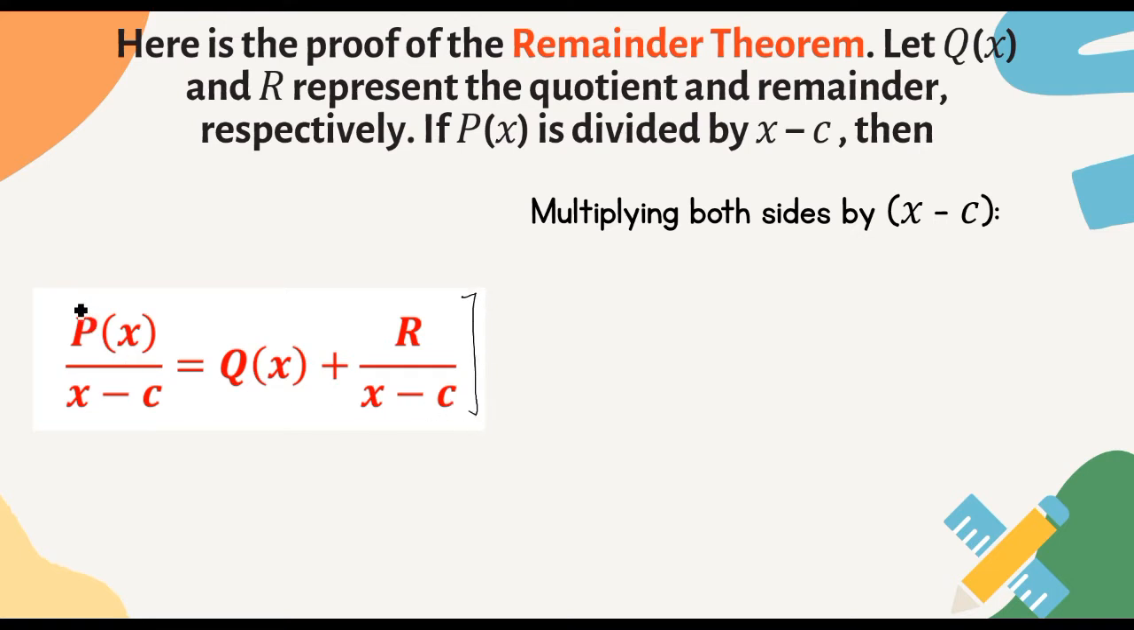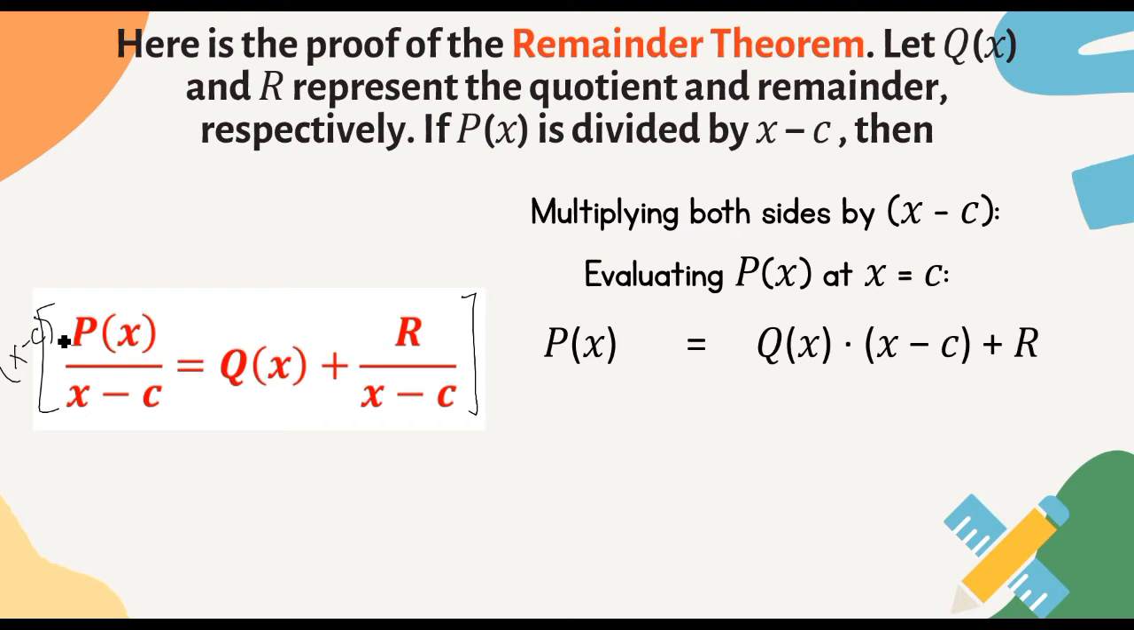So, pag minultiply po natin yung both side ng x minus c. So, evaluating p of x at x is equal to c. Pag minultiply natin both side, magka-cancel po yung x minus c doon sa p of x. So, ang matitira ay p of x is equal to x minus c times q of x, plus yung r, makaka-cancel din po yung x minus c.